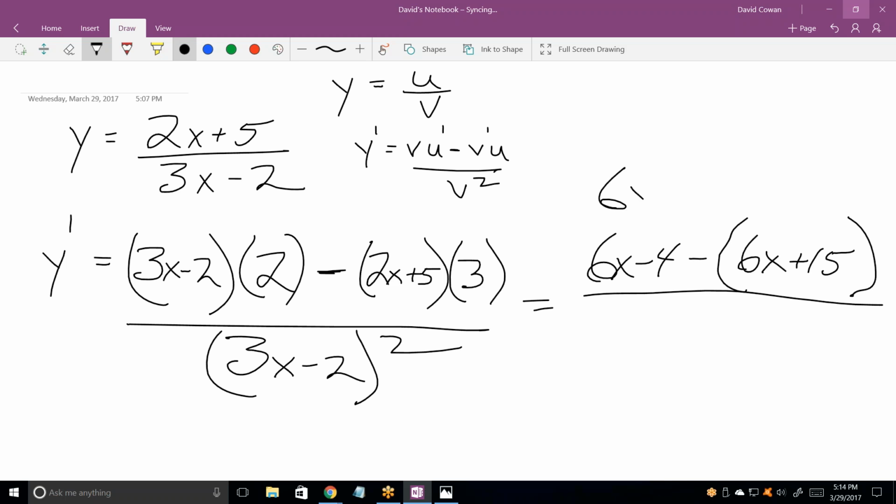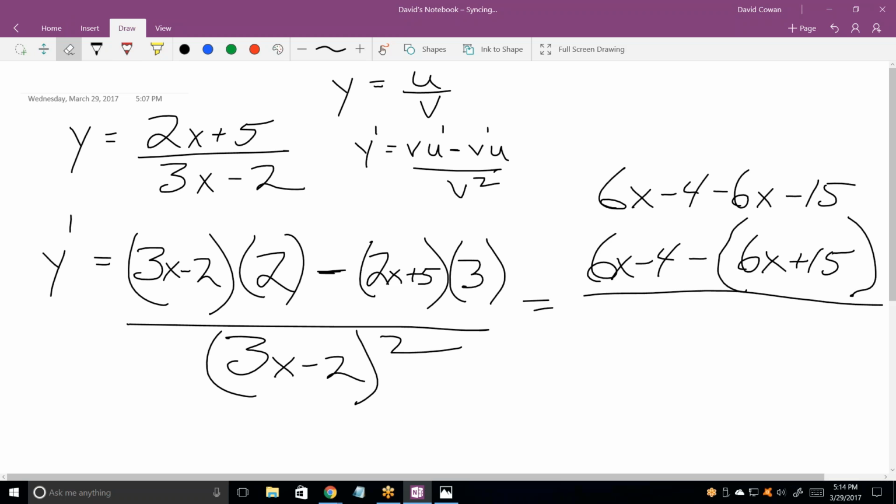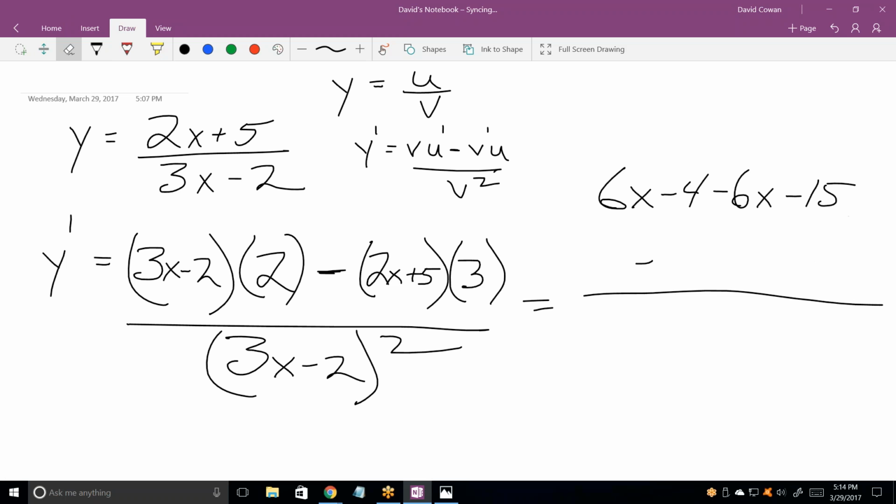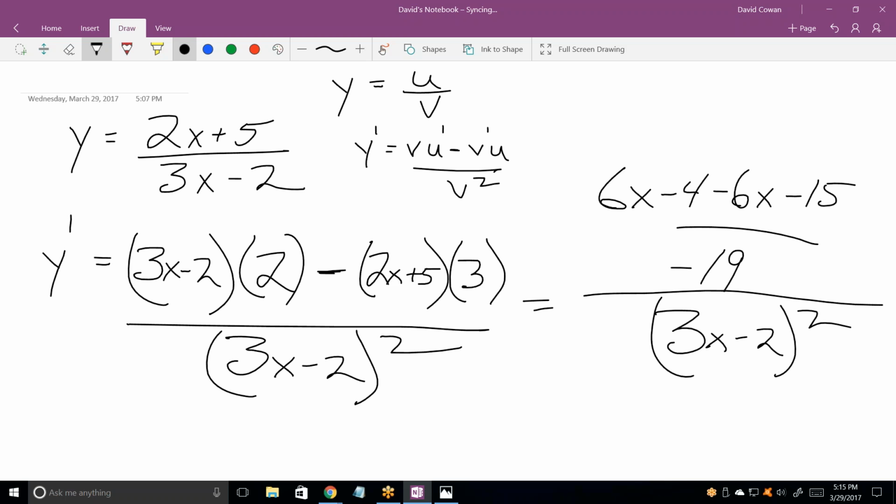So the numerator, when I remove the parentheses, becomes this. That's why those parentheses are so important, is that it changes the sign on that last term. You weren't going to make that mistake, but a lot of people do. And then the bottom is still 3x minus 2 quantity squared. Well, simplify the top. What do you get? That'll be negative 19. There's your answer. And that's actually the best answer. You don't want to multiply the bottom out.